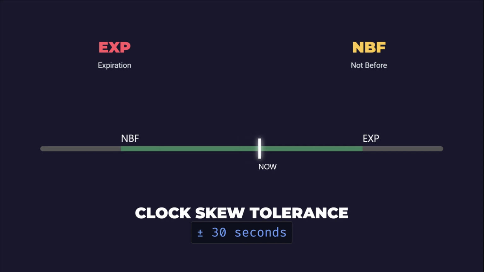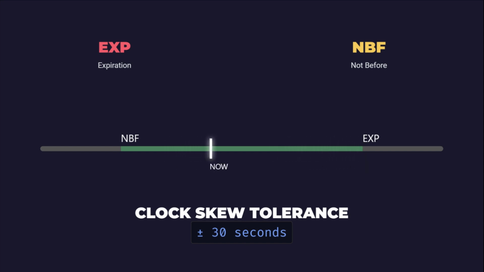Time-based claims prevent replay attacks and ensure token freshness. The EXP, or expiration time claim, defines the absolute time after which the token must not be accepted. Compare the current server time against the EXP value, which is represented as a numeric date, seconds since the epoch. The NBF, or not before claim, specifies the time before which the token must be rejected.